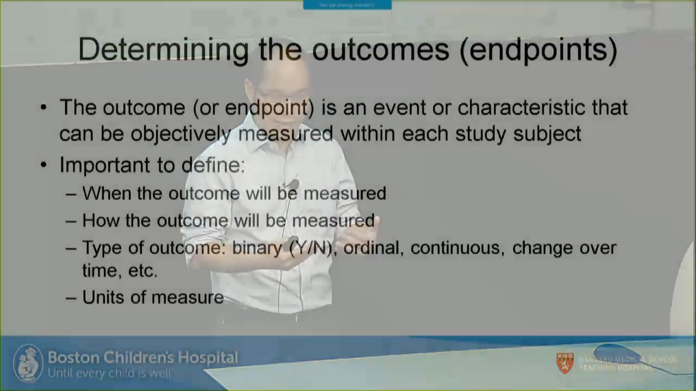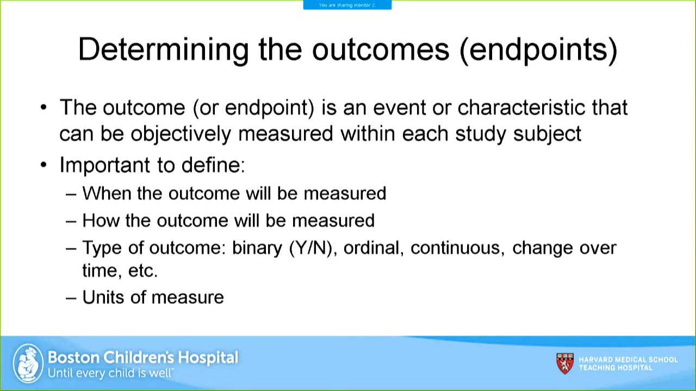All right, so next we need to think about the outcomes that you're going to measure, or the endpoints. These are the events or characteristics that can be objectively measured within each study subject. So what we want to define is when the outcome will be measured, how it will be measured, what assay, what survey, what is the method of measurements.